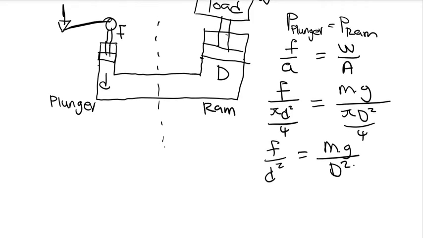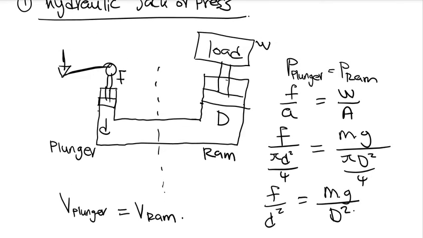Now the next thing we say is volume displaced by the plunger equals volume displaced by the ram. Okay, if we talk of a volume, we talk of the liquid that was displaced. So meaning the liquid that is being transferred from one point to another point. Now we know that if we are pumping here, we are pumping certain strokes, right? We are pumping over here. So we are pumping certain strokes.